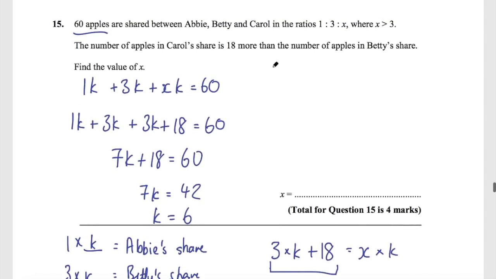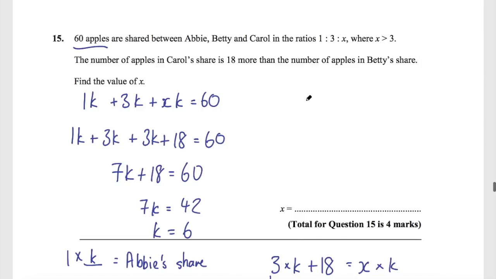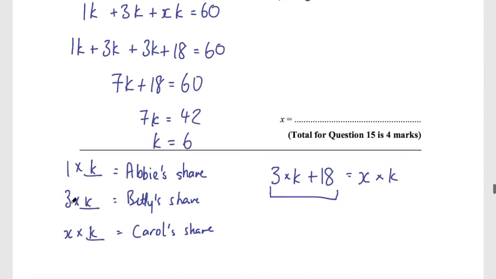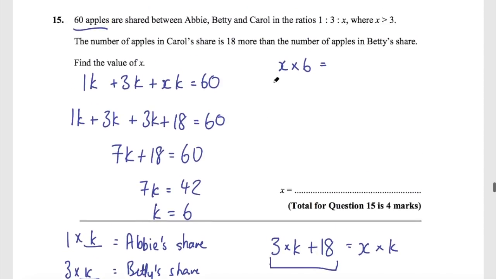So what that's saying is, for every number in the ratio I can multiply it by 6 to get the number of apples that person gets. So the number of apples Carol gets will be x times 6, and it's 18 more than Betty's share, which will be 3 times 6, so Betty gets 18 apples, so therefore Carol must get 36 apples, so x in this case must equal 6.